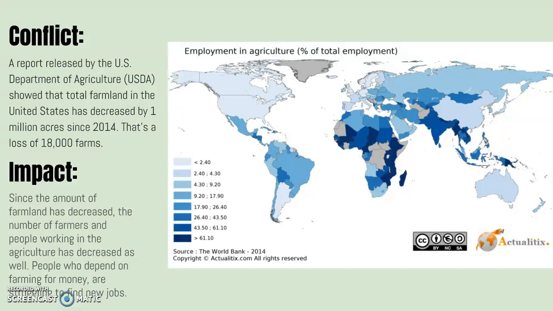Here's a map showing an update of employment in agriculture based on the country. As you can see, farming is increasing in the other countries because the developed countries are depending on imported goods.